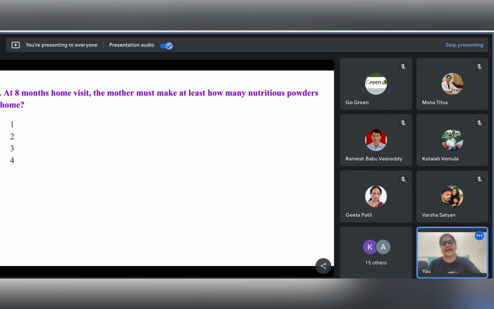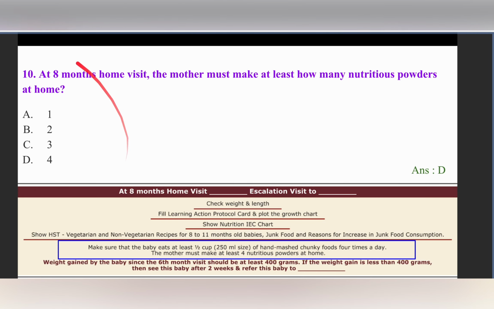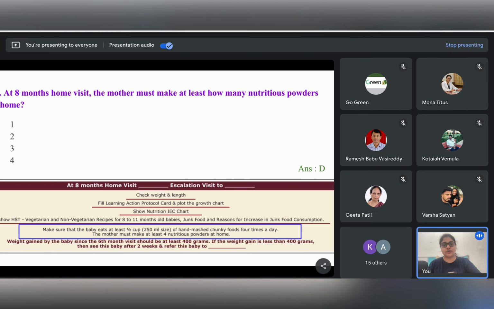So yes, 8 months home visit, as we have discussed, it is 4 nutritious powders, and also from the 6-month visit to the 8-month visit, the minimum weight gain is around 400 grams. So please remember the nature of the food, the frequency of the food, and the amount which is being served to the baby, and also the minimum weight gain which is expected in that time frame. Okay.